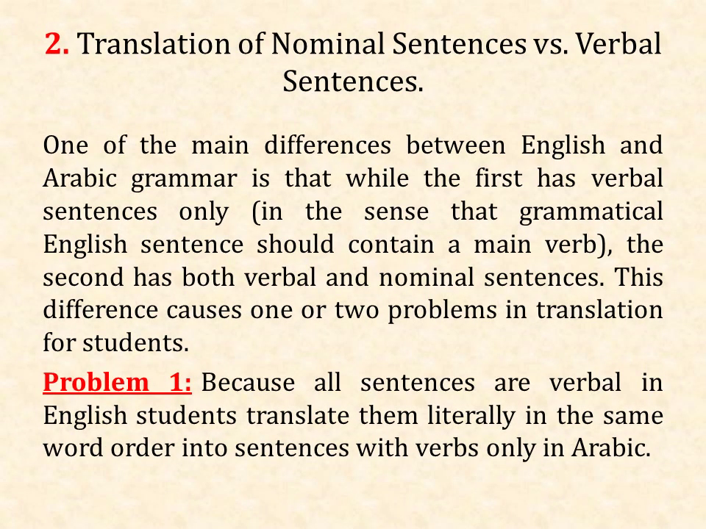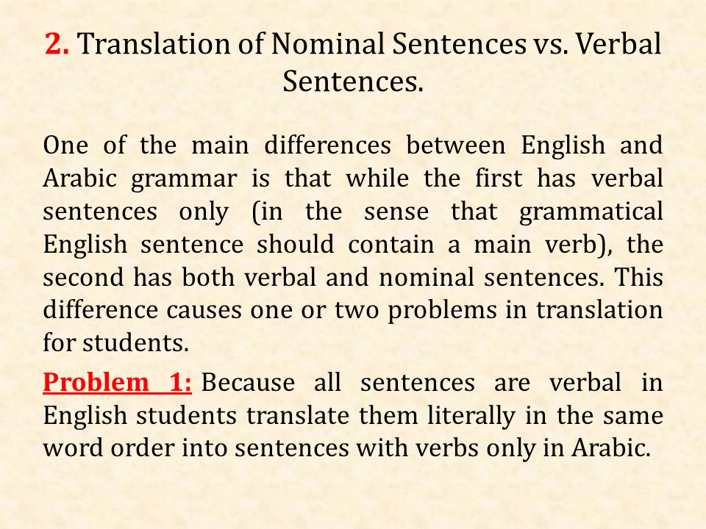Now we have number 2, translation of nominal sentences versus verbal sentences. One of the main differences between English and Arabic grammar is that while the first has verbal sentences only, in the sense that a grammatical English sentence should contain a main verb, the second has both verbal and nominal sentences. This difference causes one or two problems in translation for students.